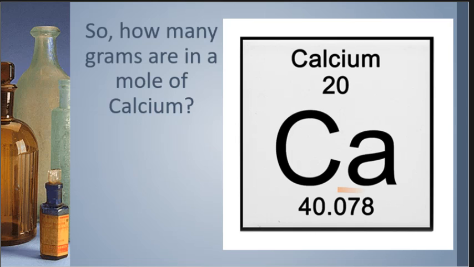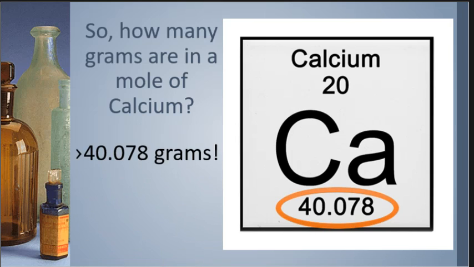40. How'd you know that? It's that number on the chart. It's given to you. All right. It's 40.078 grams. How many grams are in a mole of calcium? 40.078. So now I can ask you another question. How many atoms are in there? No, atoms. How many atoms are in 40.078 grams?